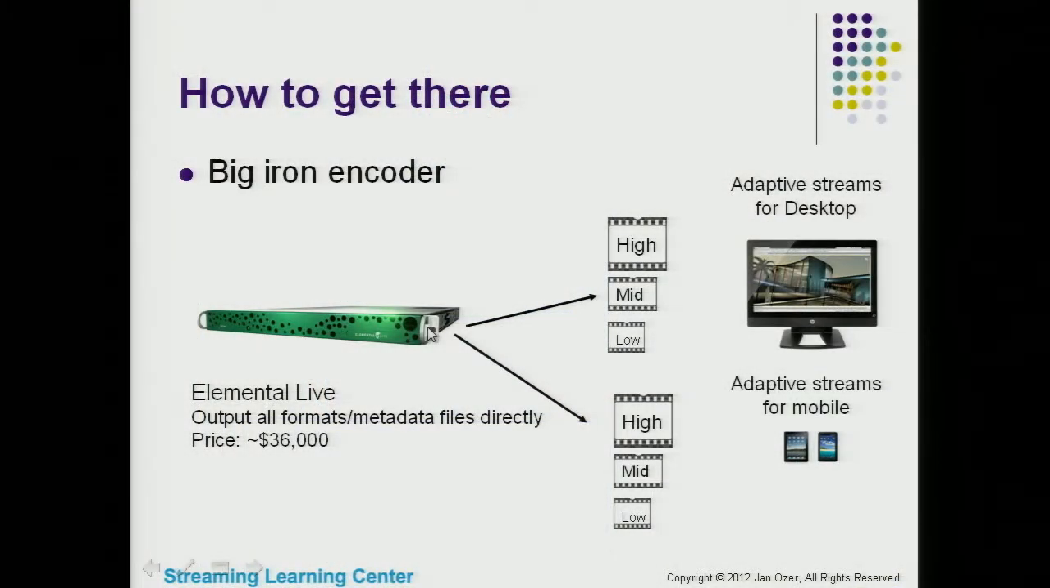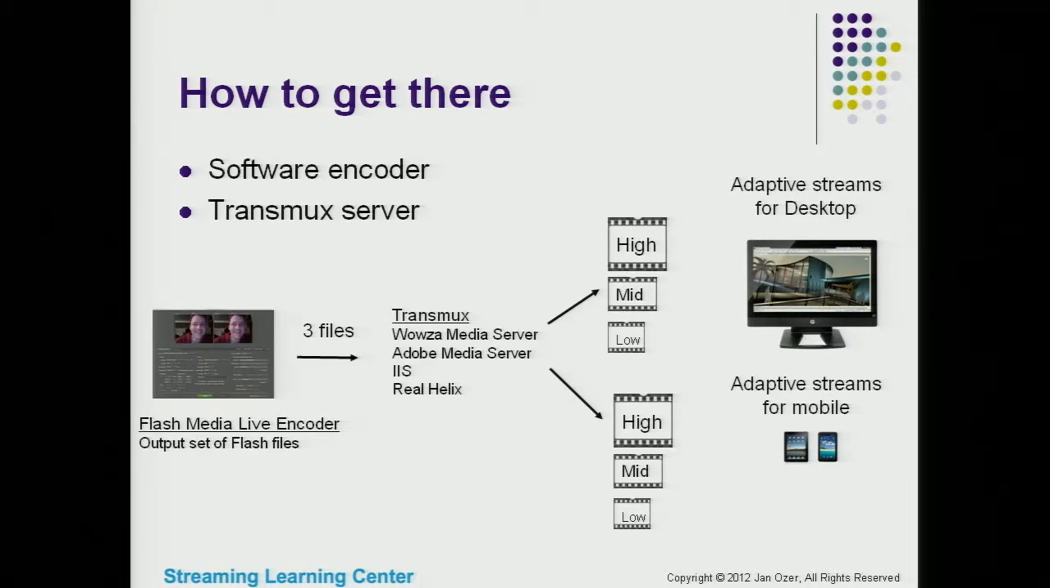One of the categories we'll be talking about is the big iron encoder. And this is the Elemental Live encoder, and it can do everything for you. If you input an HD SDI signal, it can create all the streams and all the formats you want, all the metadata files, and you're good to go. So that's one alternative.